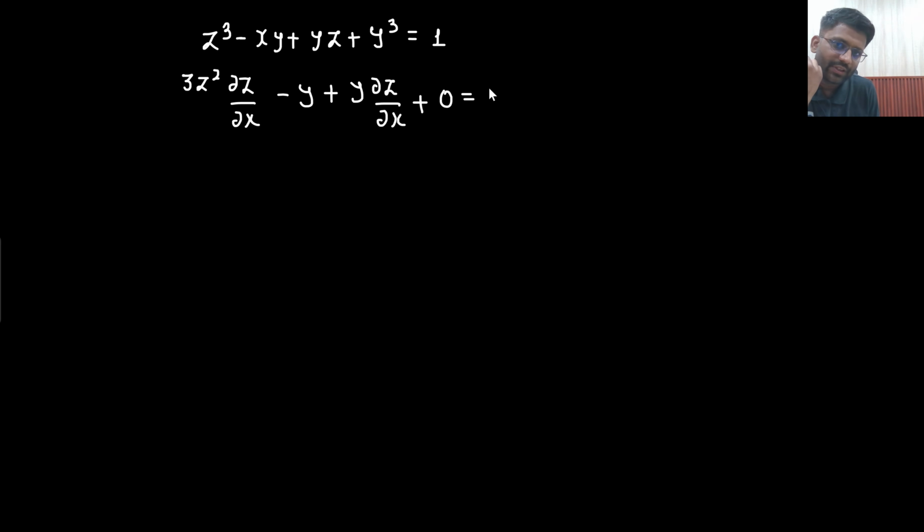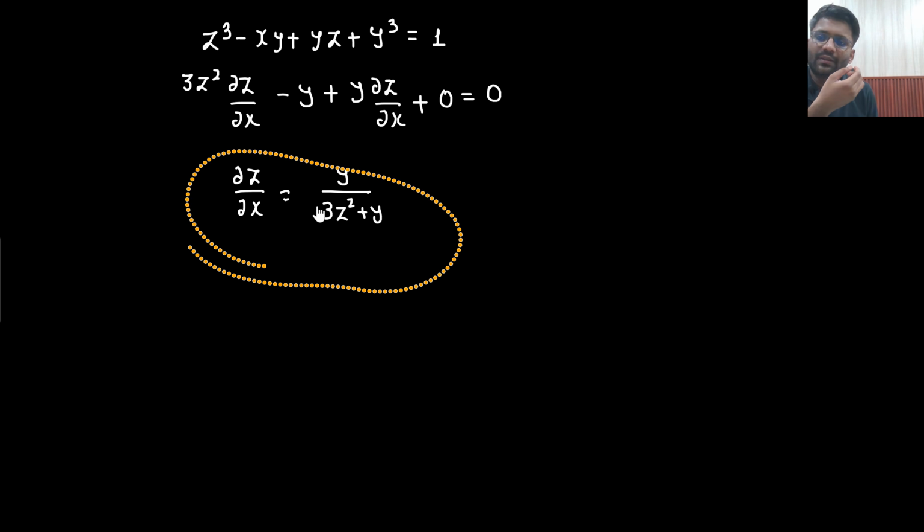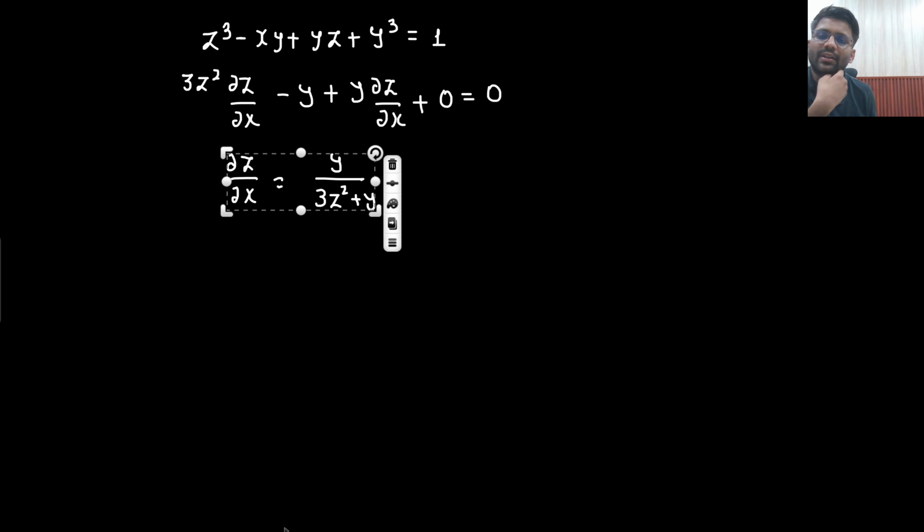So this will become 3z square del z by del x. Y will be a constant, differentiation of x will be 1. Y will be constant. Differentiation of z will be del z by del x; y is a constant, its differentiation will be 0, constant differentiation will be 0 only. So from here, what is the value of del z by del x you are getting? Del z by del x you are getting is minus y upon 3z square plus y. This is your del z by del x that you are getting.